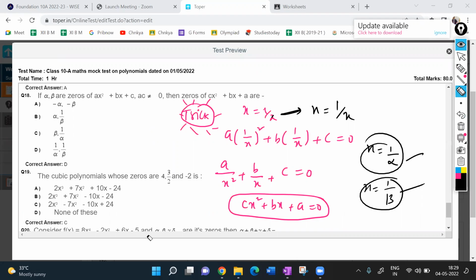Why did we take 1 by x? Understood my point? Whenever you get asked a question by giving the roots of one polynomial and asking for the zeros of another polynomial, you have to do this procedure.